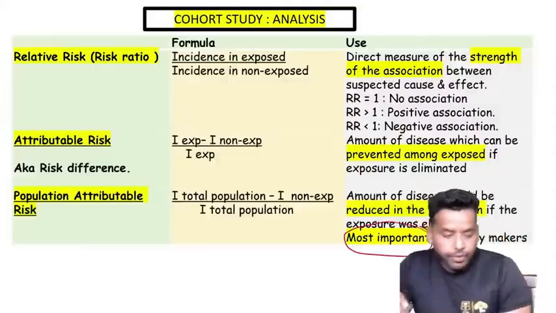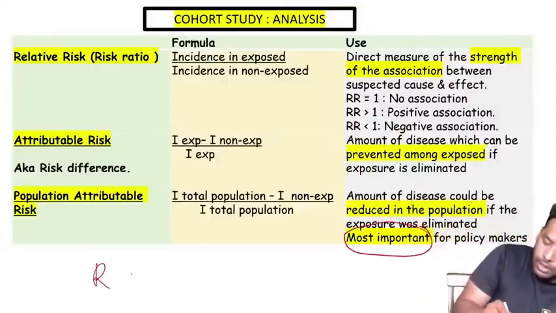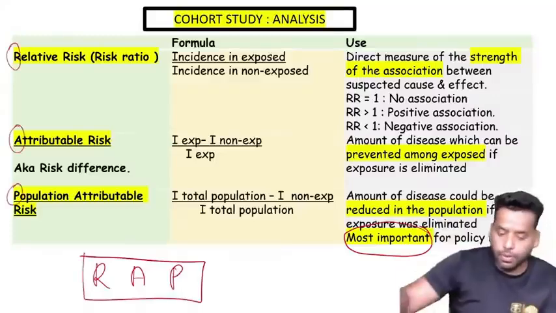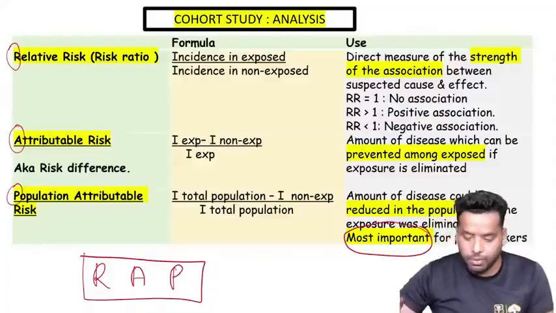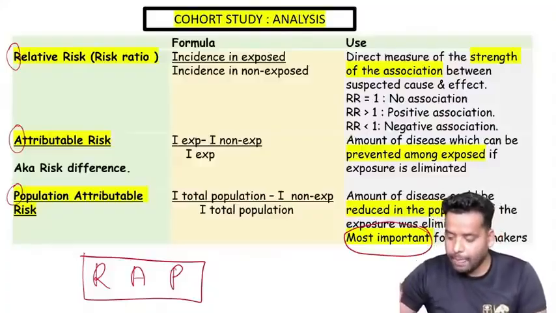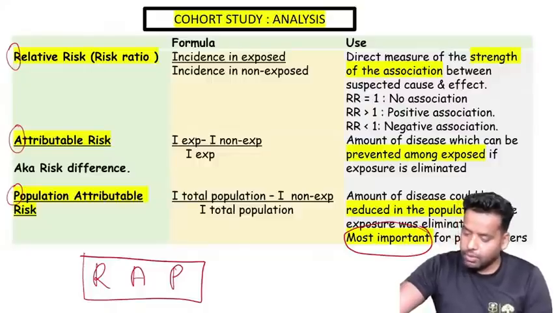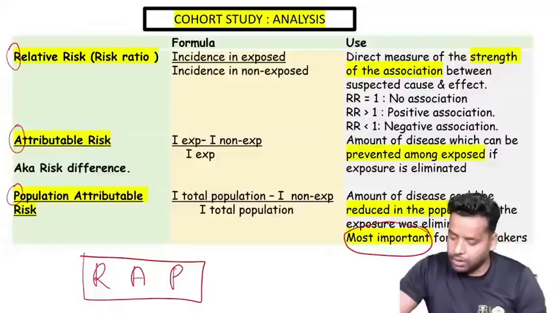See the mnemonic RAP. Which is most important for policy makers? Population attributable risk. So type the mnemonic RAP. Risk ratio, attributable risk, population attributable risk.